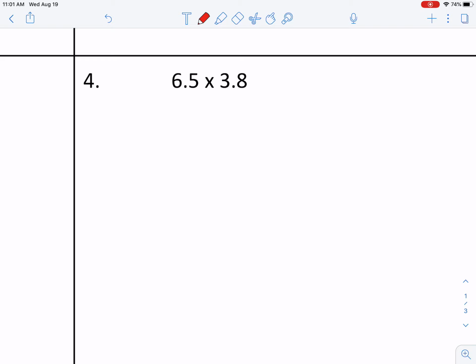Number 4, 6.5 times 3.8. So we have a multiplication problem this time. We have to align all those numbers on the right. We do not have to align the decimal point.